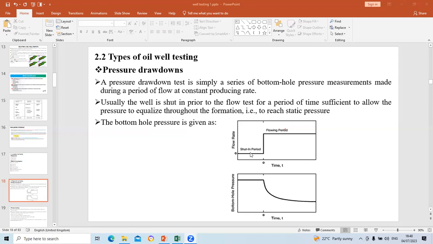So when you shut in that well, after that you have to start flowing the well at constant rate. Remember, we are just moving from 0 rate to a particular rate. As you're flowing it at constant rate, the bottom hole pressure is now reducing. So this is what we call pressure drawdown testing.